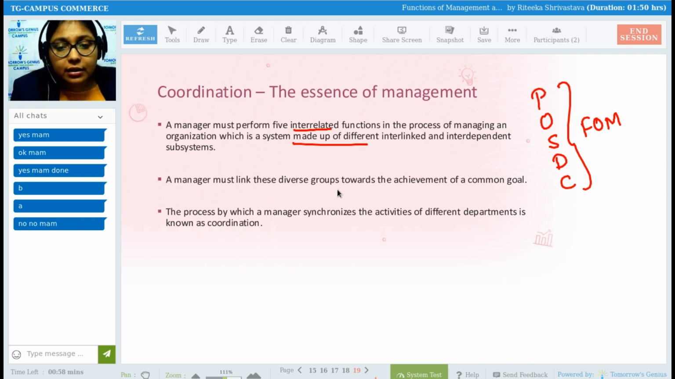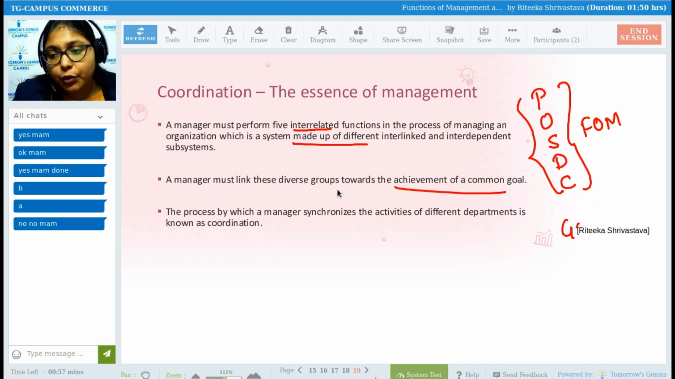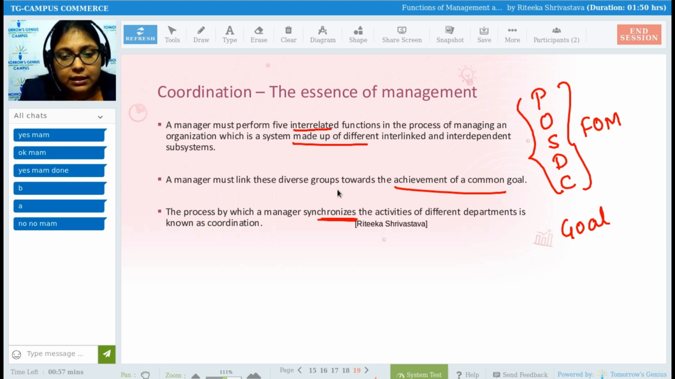A manager must link this diverse group towards the achievement of a common goal. The manager should follow all the 5 functions of management in order to achieve the goal or objective of the organization. The process by which a manager synchronizes the activities of different departments is known as coordination.